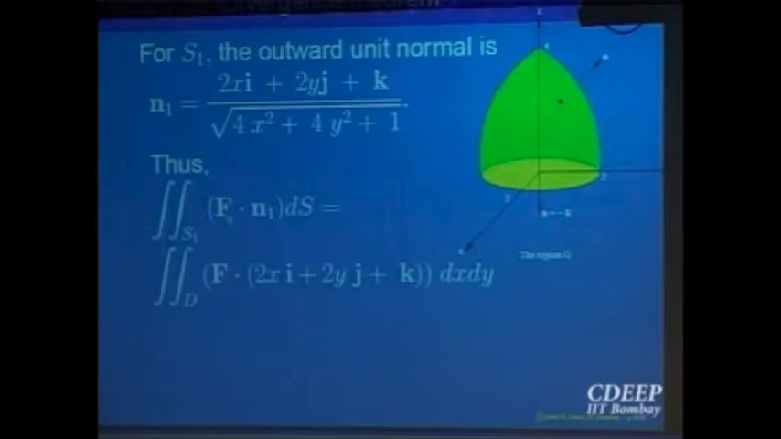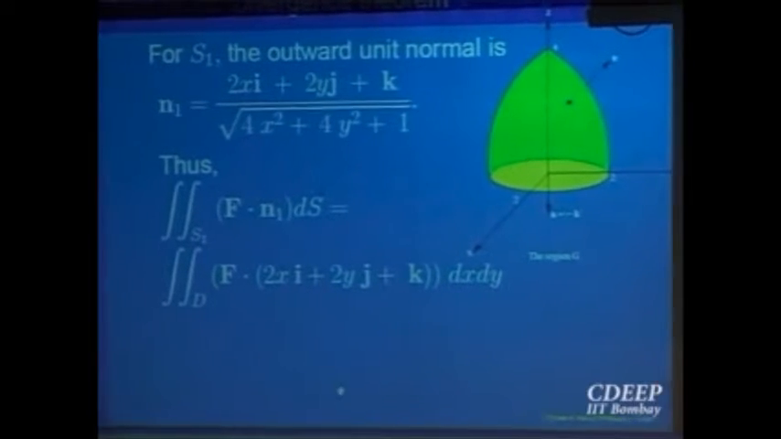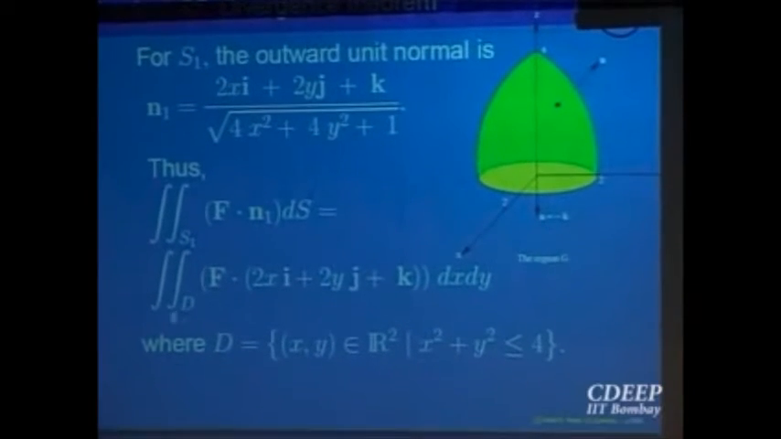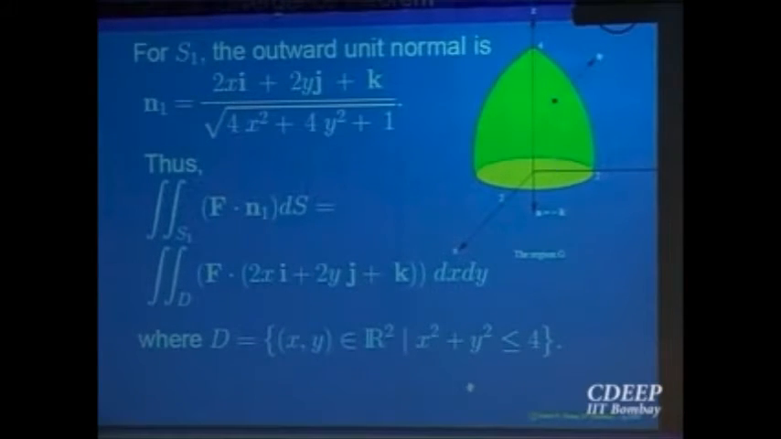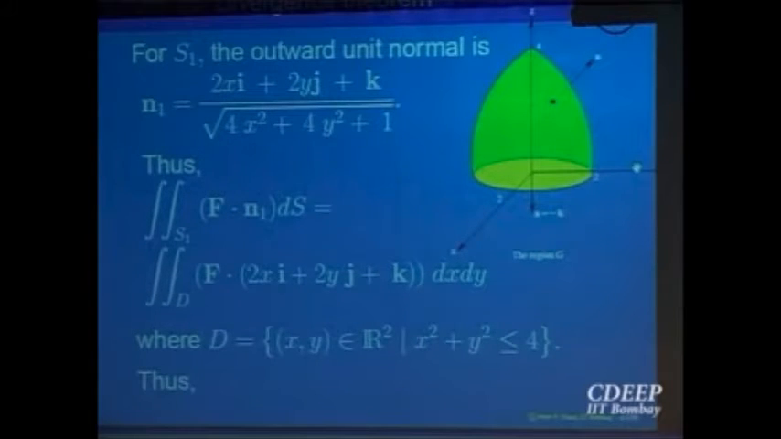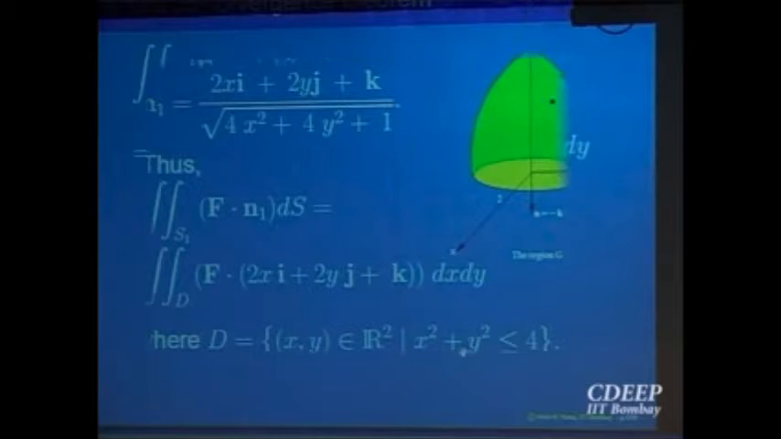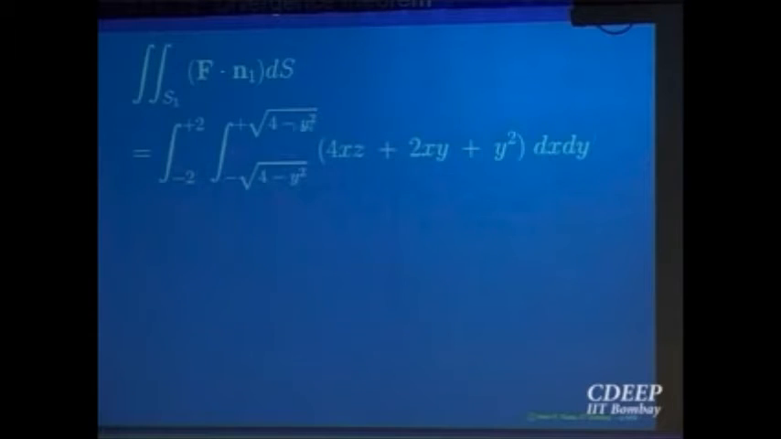So we write F dot n1 dS. Since this is a unit normal, F dot n dS will be F dot r_x cross r_y dx dy. So put the value of F and compute. The projection of this is the disk with radius 2. So we can write x going from minus 2 to 2, y going from minus square root of 4 minus x square to plus square root, and compute those quantities.